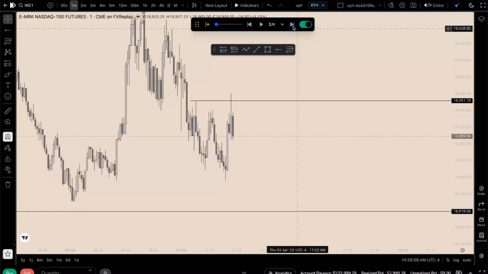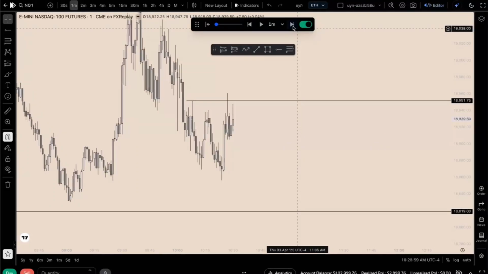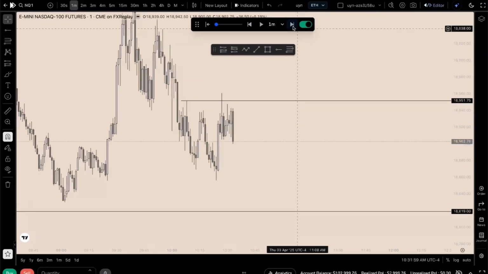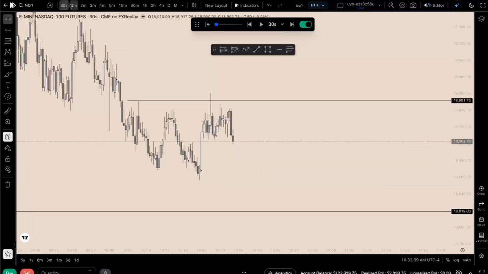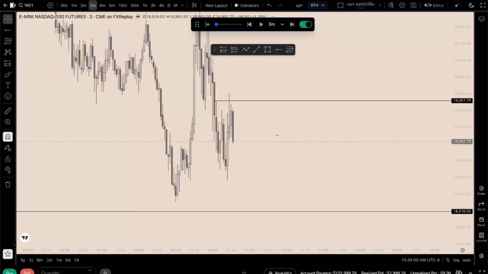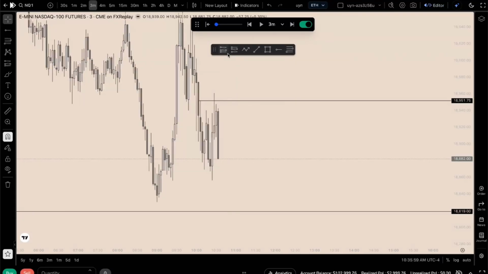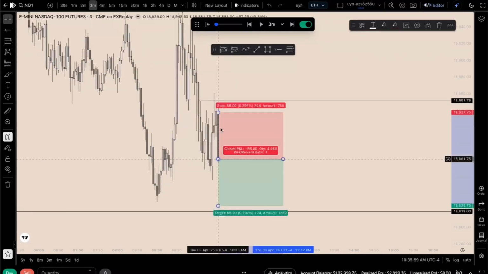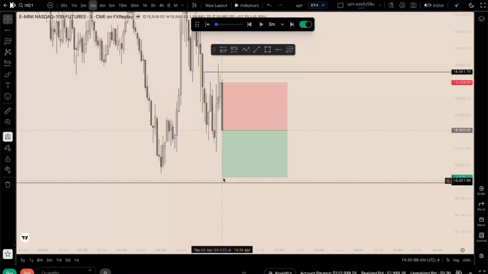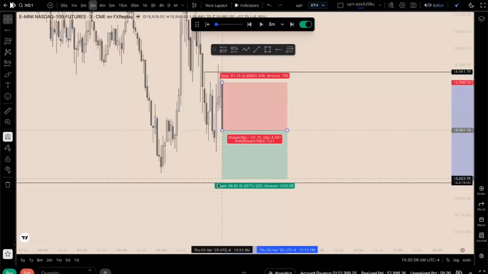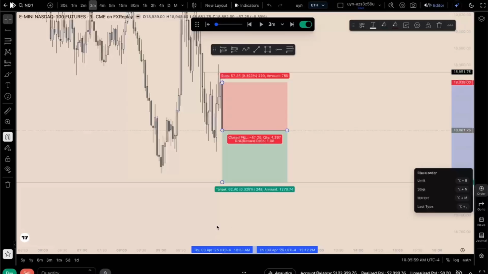Okay, so we have this 3-minute here, so we get a very strong closure. This is very obvious. I'm definitely going to take this. You can see we literally have a death candle. We have no wick to the downside, and we're probably going to take this down to this low here.